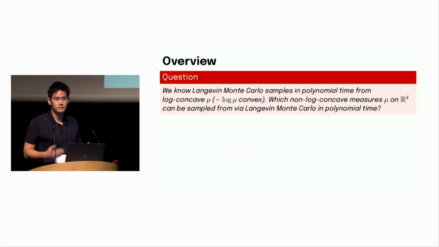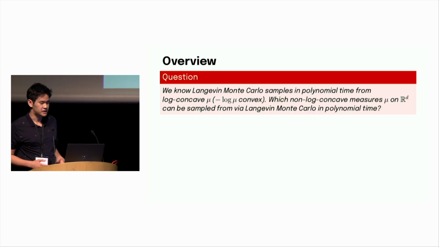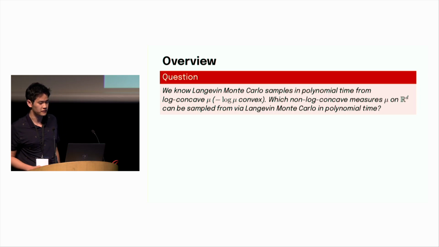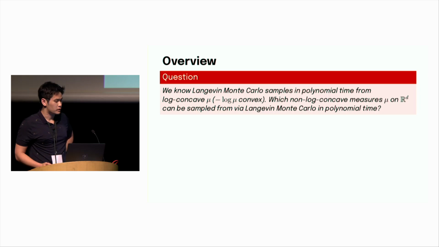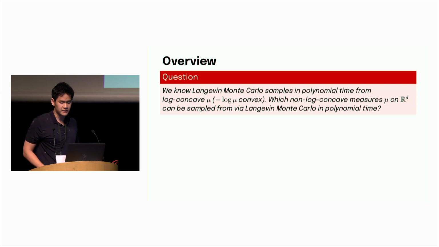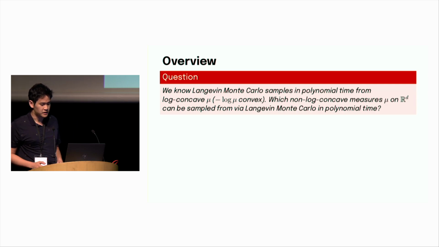So for some motivating remarks, with the rise of generative AI, which can be modeled mathematically as a problem of sampling from non-log concave distributions, as has been referred to in previous talks, this motivates the following question. We know that a canonical Markov chain, Langevin Monte Carlo, can sample in polynomial time from measures mu which are log concave. Equivalently, the energy function negative log mu is convex. So this motivates the question of which measures mu which are not log concave on R^d can be sampled from via Langevin Monte Carlo efficiently.